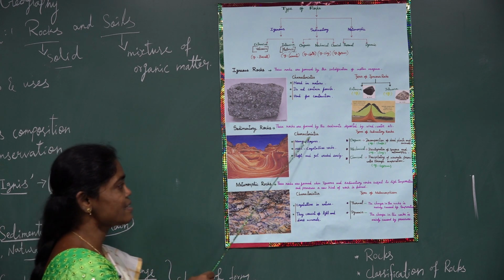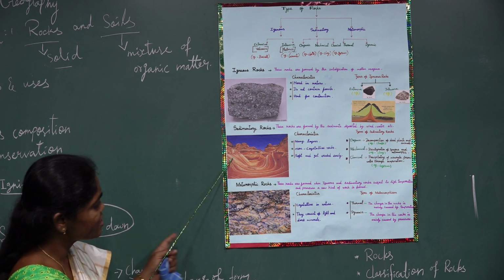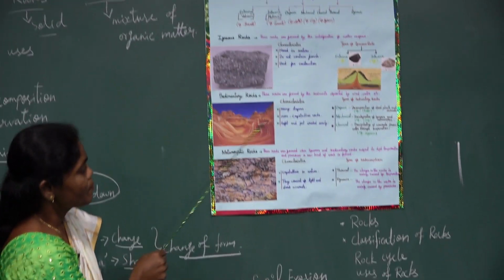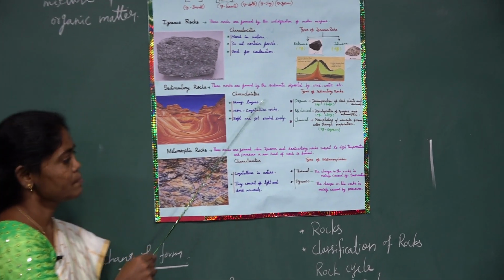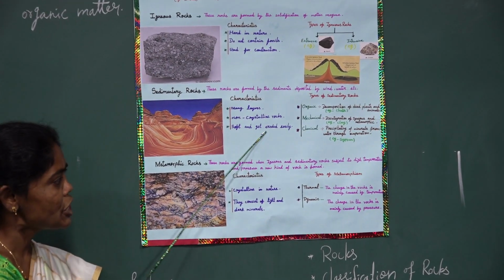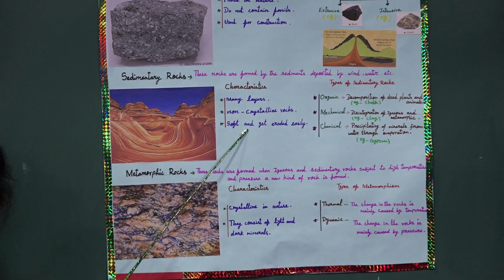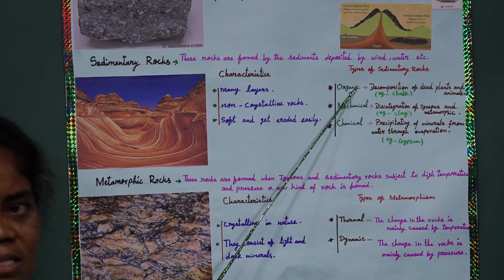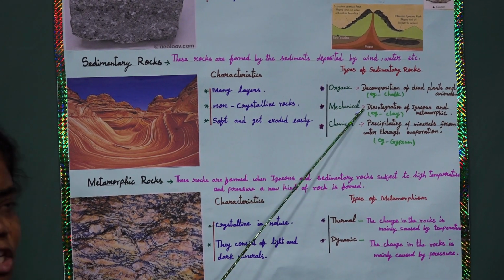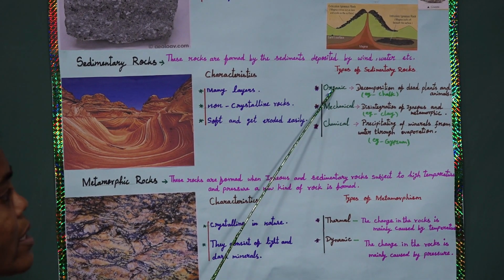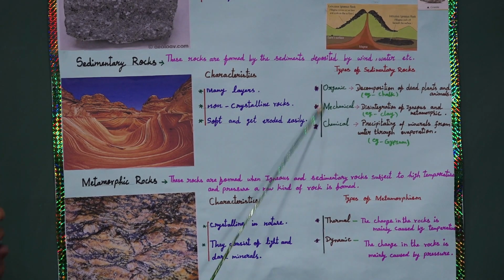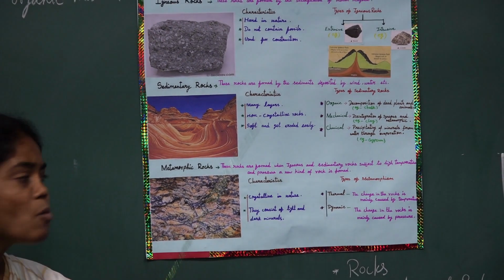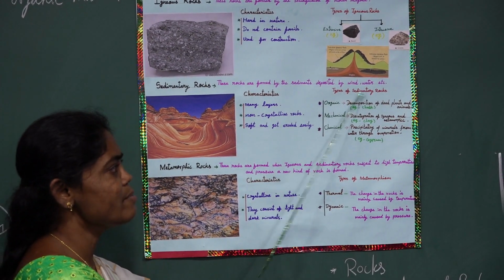Now we will see some characteristics: many layers. See this picture, the layers, see that? Many layers. Non-crystalline rocks, soft and get eroded easily. Erode means nothing but removed easily. And also sedimentary rocks are divided into three types, that is organic sedimentary rocks, mechanical sedimentary rocks, chemical sedimentary rocks.